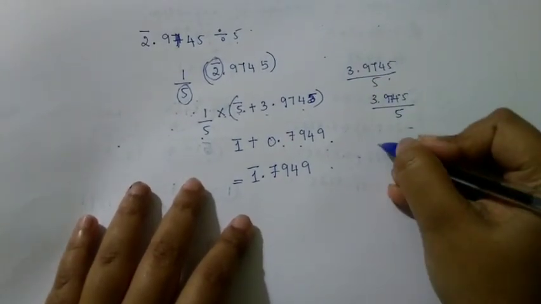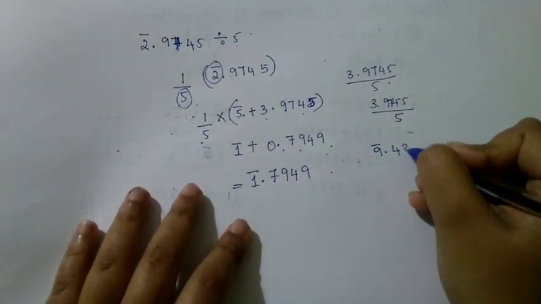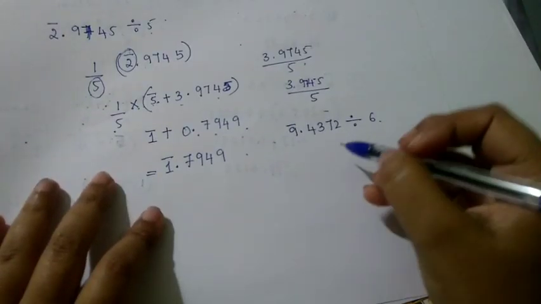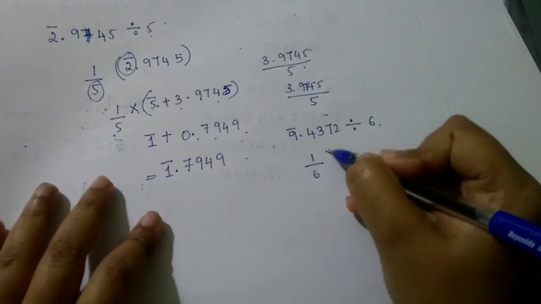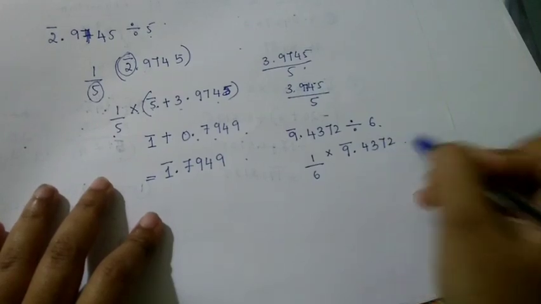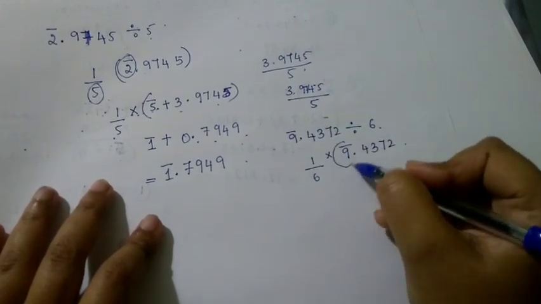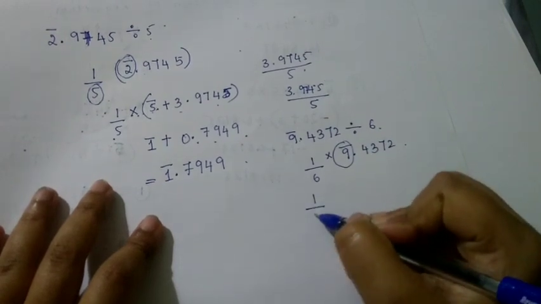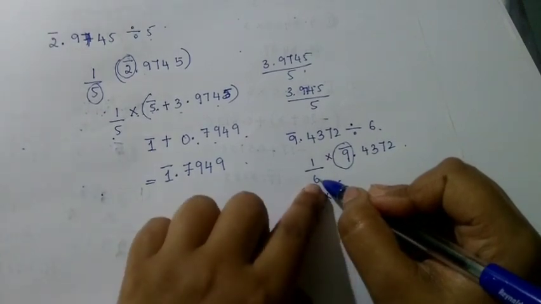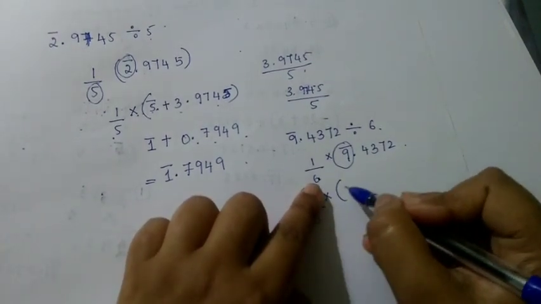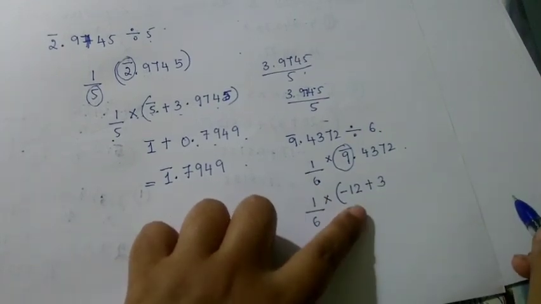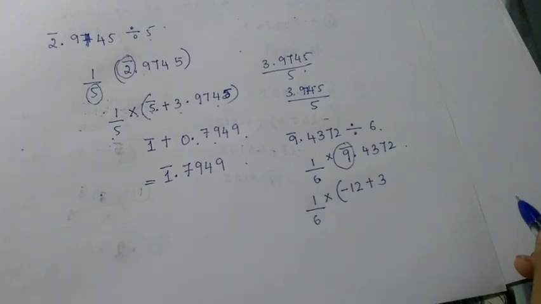I'll explain with one more example: 9 bar 0.4372 divided by 6. This is the number given to you. So 1 by 6 times 9 bar 0.4372. Here 9 is there, so I can write it in terms of a number which is divisible by 6: minus 12 plus 3. Minus 12 is a number which is divisible by 6.